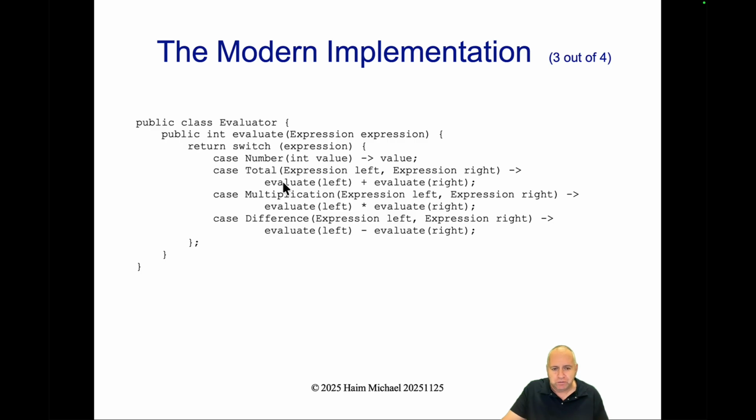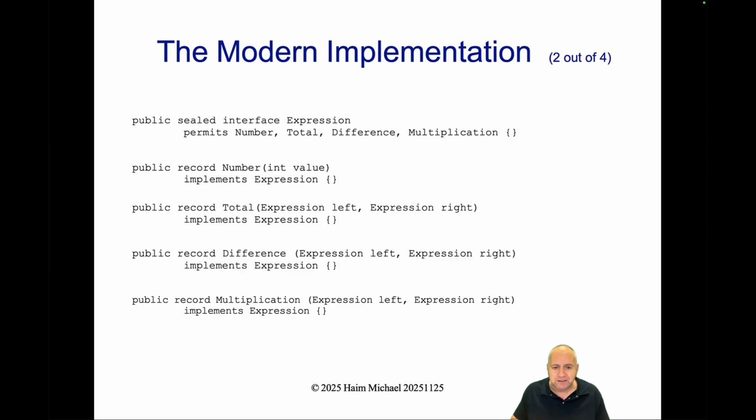If the expression object that evaluate took is actually of the type total, then we can use pattern matching in order to extract those two expression objects that the total object is composed of, and then evaluate each one of them separately. So for instance, we can expect an expression of the type total that is actually a composition of two separate expression objects. Each one of them can be of any of those types that implement expression.